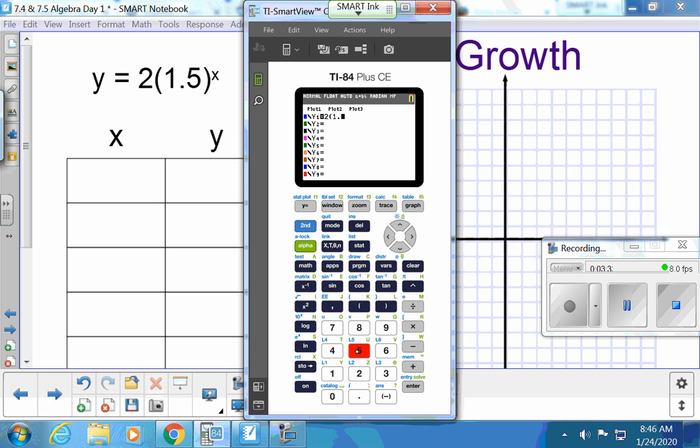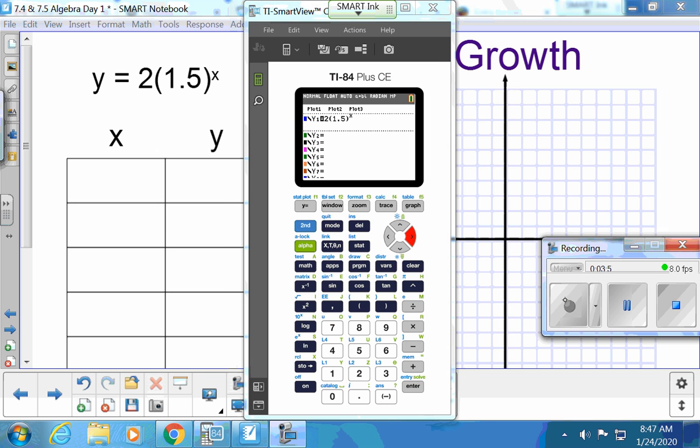Somebody asked about the x. It has to be in an exponent position. So you have to use the caret key, which is above the division key. Does that make sense? So make sure yours looks exactly like mine before we head to the table. The X button is right here beside the alpha key.